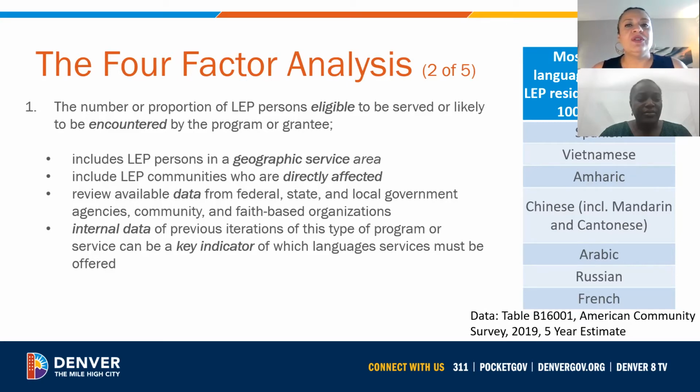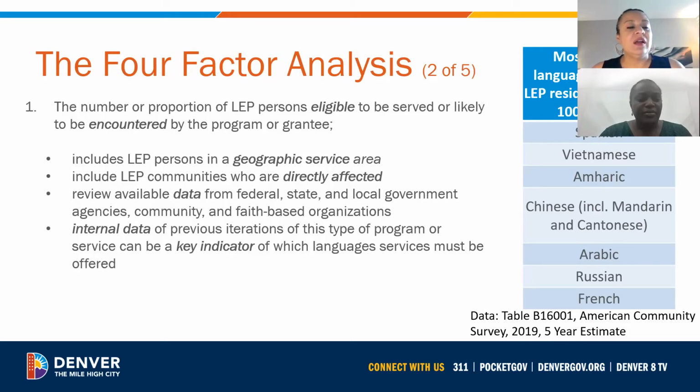If you're doing research for your activity or program, this is broken down into 5 different geographical areas within CCD. And again, you can take a look at that and see if that's something that could help you when you start doing your number one of trying to figure out what is the number or proportion of LEP persons eligible to be served or encountered. So in CCD, for 1,000 population, these are the languages.